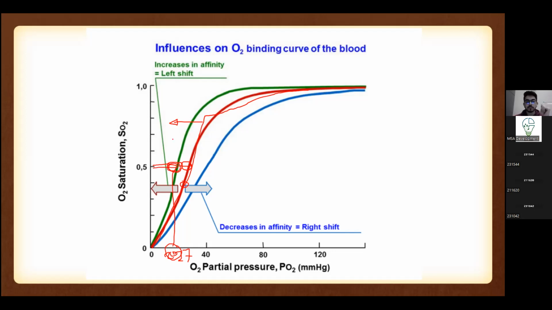What does a decrease in P50 mean? It means that now you can reach that point with a lower PO2, which means that there is an increase in affinity. So a shift to the left means that there is an increase in affinity, and now you can reach P50 with a lower PO2. A shift to the right means that there is a decrease in affinity, and now we require more pressure to reach a 50% saturation. Is it clear?